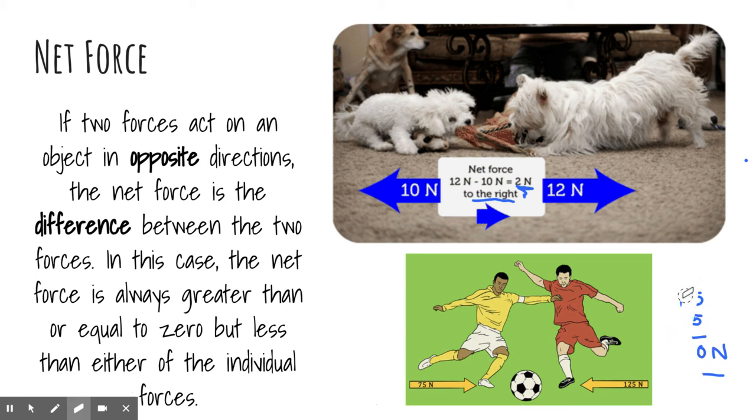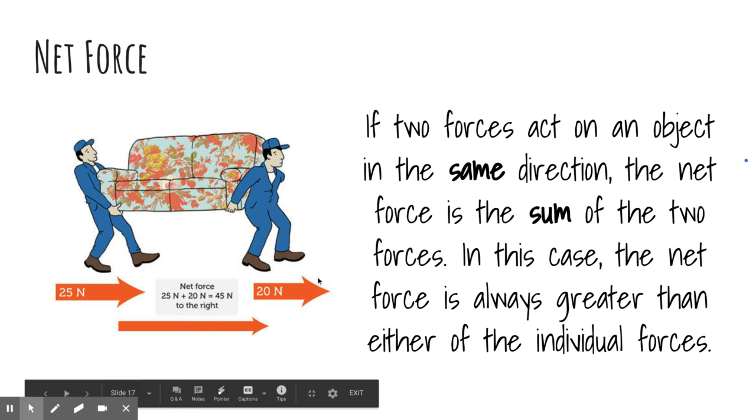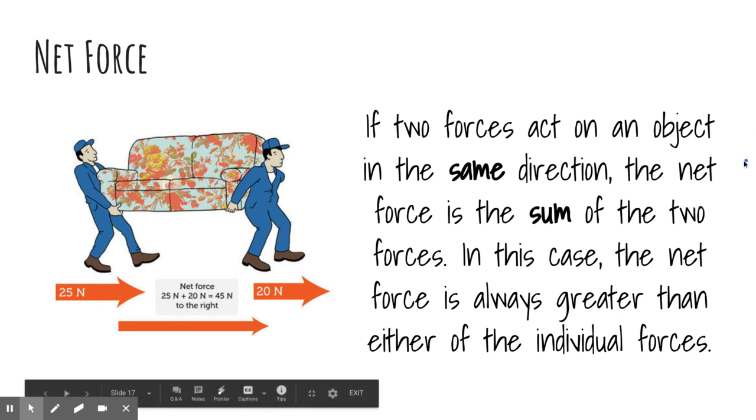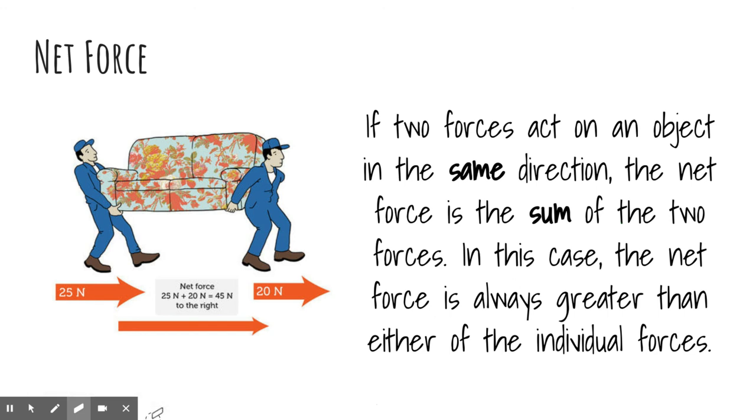However, when two forces are going in the same direction, we're not going to subtract, but rather we're going to add. So just like our little race car friend. In this scenario, if two forces act on an object and they're moving in the same direction, the net force is the sum of the two forces. So you add it, sum meaning addition. In this case, the net force is always going to be greater than either of the individual forces because you're adding them together.